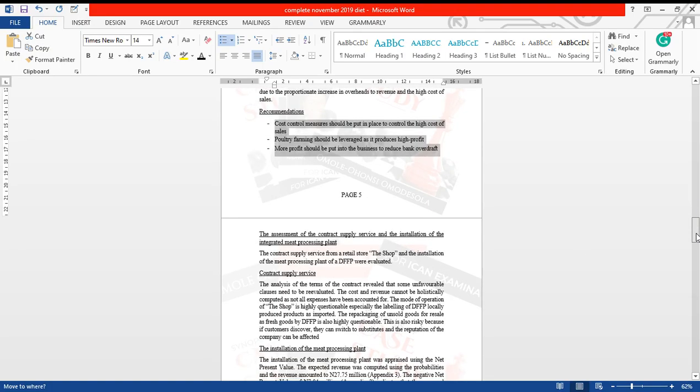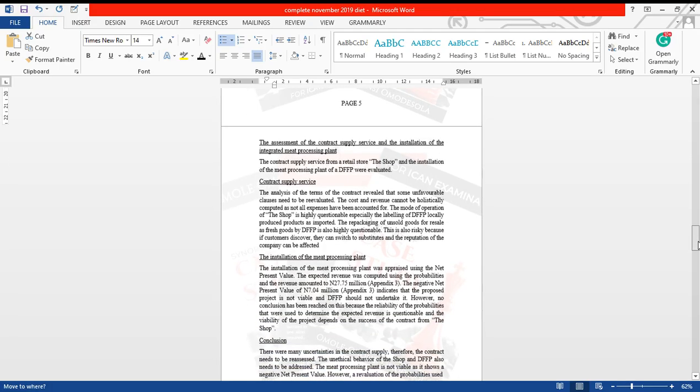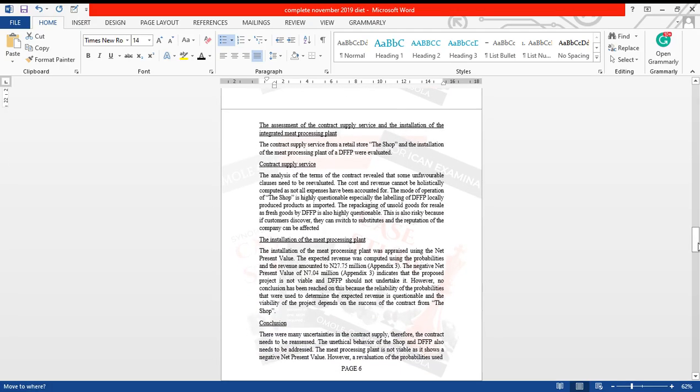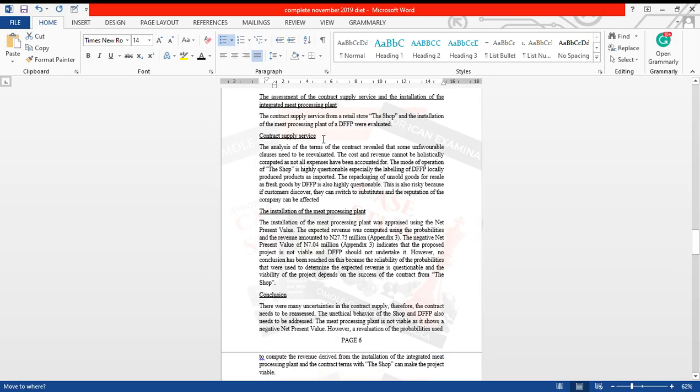Then, when you're done with the first requirement, jump into the second requirement, where we were asked to talk about the assessment of the contract, supply service, and the installation of the integrated meat processing plant. You can give a little introduction here, and you can do it heading by heading. You can do it paragraph by paragraph. I decided to do it heading by heading here.